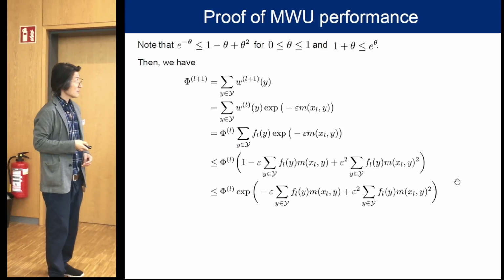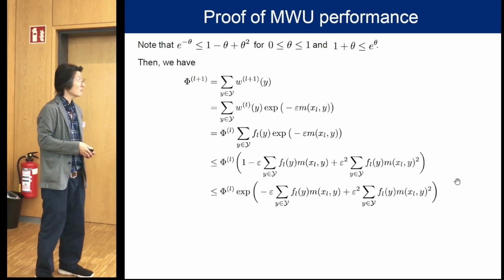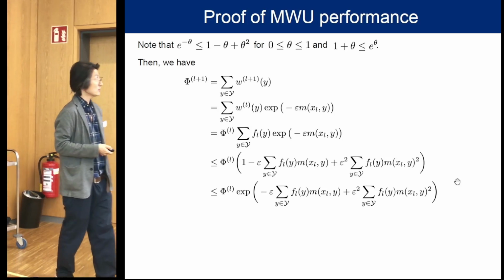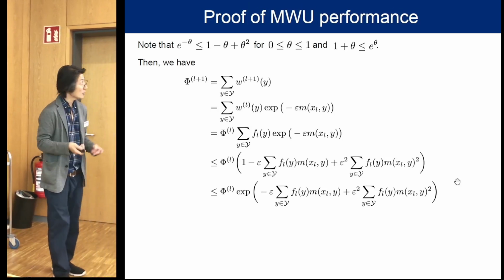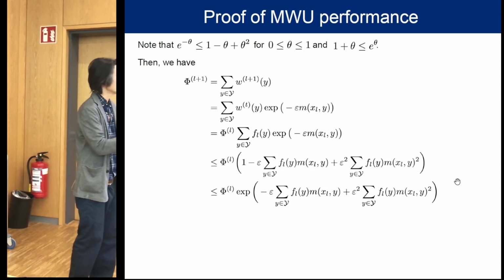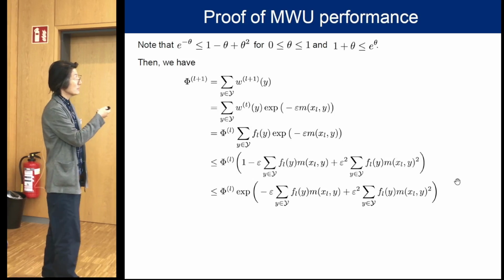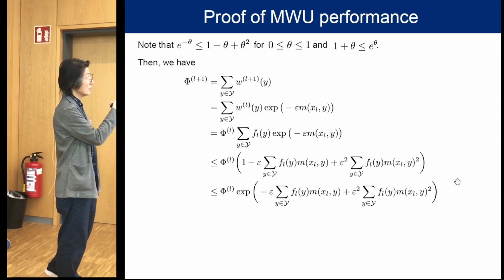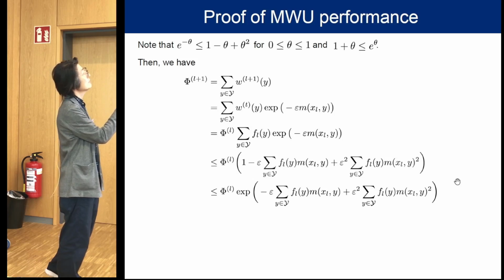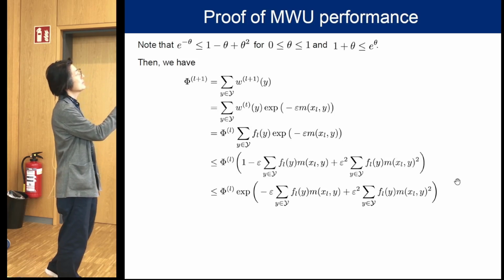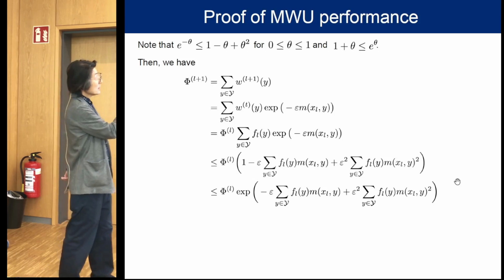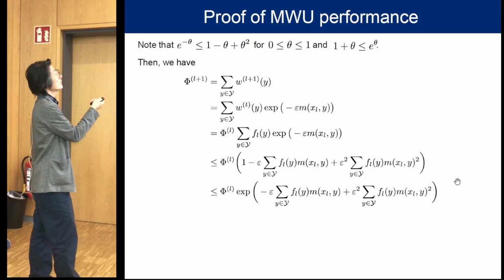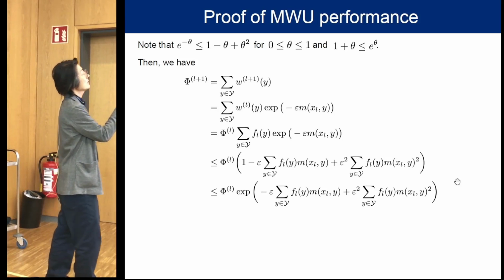Okay, so this proof of the performance guarantee of the MWU algorithm is not too complicated, so I'm going to explain some of it here. We use some basic elementary inequalities. e to the power minus theta can be bounded like this, 1 minus theta plus theta squared, for theta in this range. And this is also a basic inequality: 1 plus theta is bounded by e to the power theta. The first thing we need to do is evaluate this normalization factor.